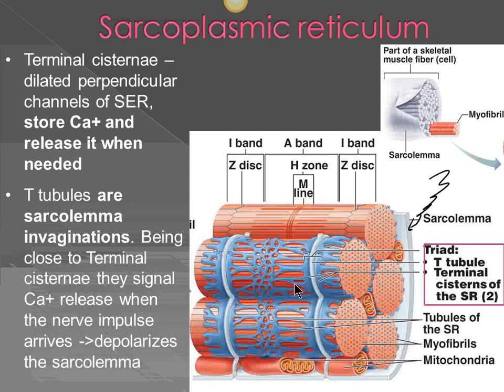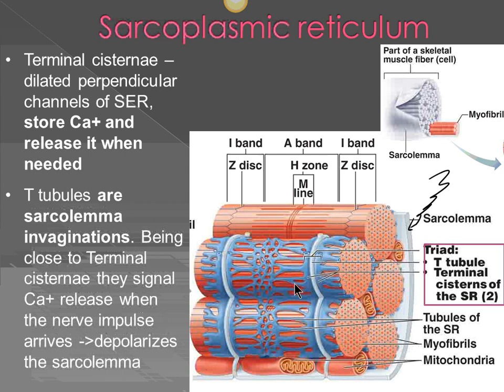Can you understand the reason why you need this T-tubule to be present? Okay, because you need something to stimulate calcium to be released. That stimulus comes from a nerve impulse which travels down the sarcolemma, okay? We will see all this in future slides, but for now, I'm giving you a brief overview.